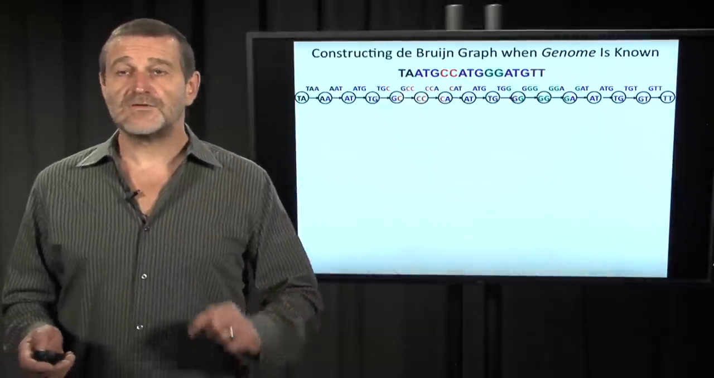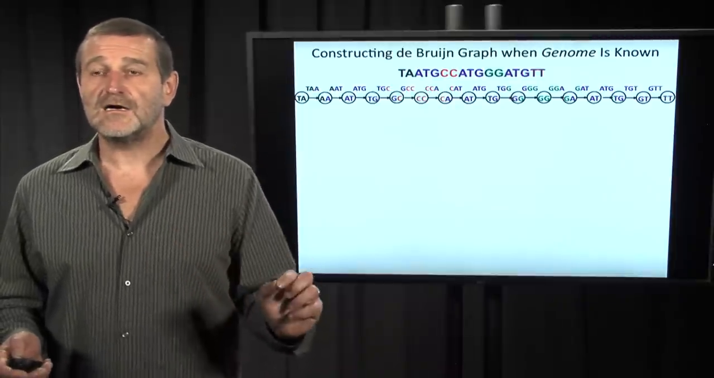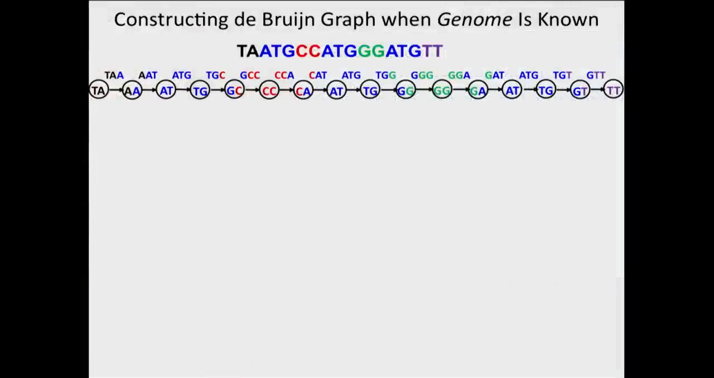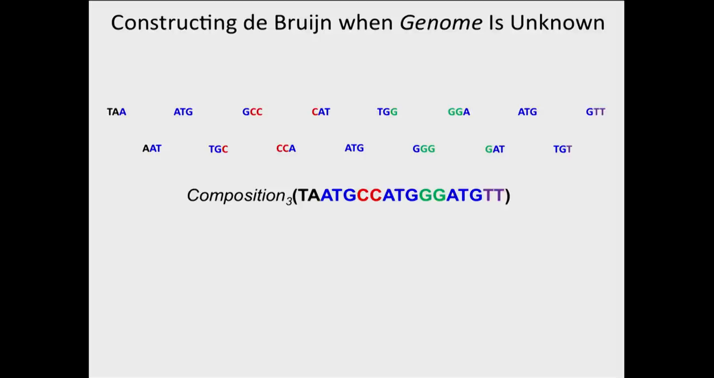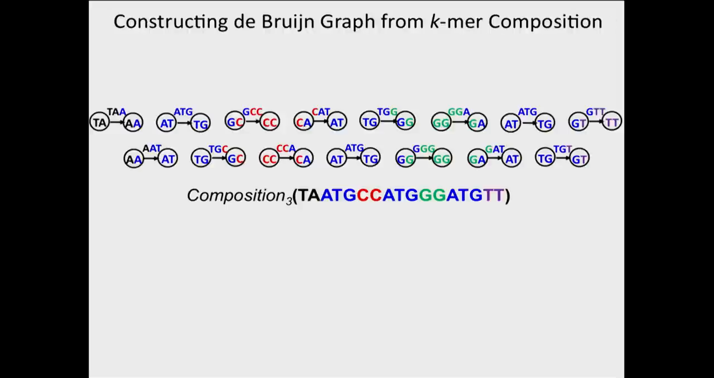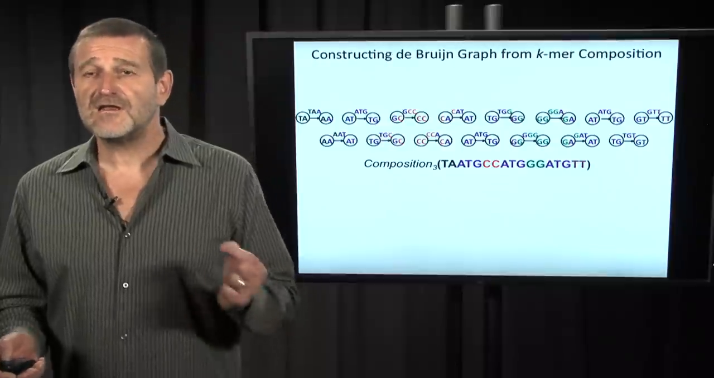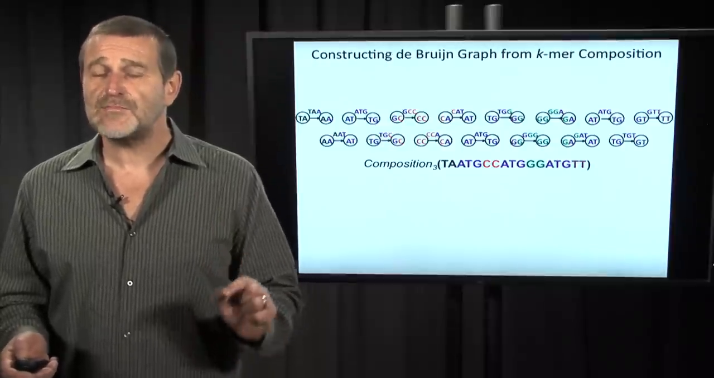Let's start. In the past, we started from a path representing the genome. But now the genome is unknown. What is known is only the composition of the genome, and we will represent every element, every k-mer in the composition, by an edge. We will now construct also nodes of this graph by representing them as dumbbells, as we did before. Now, to construct the de Bruijn graph from k-mer composition, let's do exactly the same we did before.